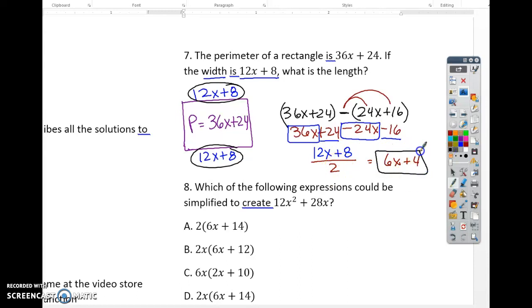Now we're going to check this, because now that means that this side is 6x plus 4, and this side is 6x plus 4. So I need everybody on their calculator. I need you to add 6x plus 12x plus 6x plus 12x. What does it give you? It's supposed to give you 36x. And then you're going to add 4 plus 8 plus 4 plus 8. And it's supposed to give you 24. So the answer, the length, is 6x plus 4.